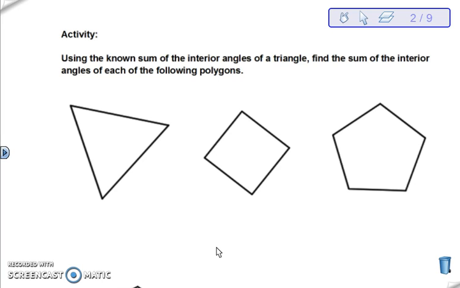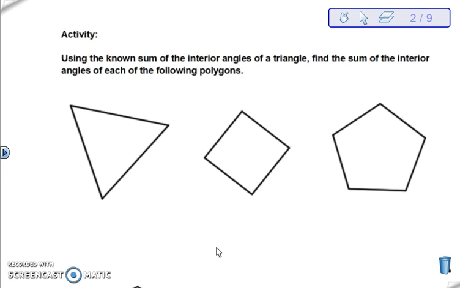So today what we're going to be doing is walking through a little activity that we can use to determine the number of degrees in the central angles of any convex polygon. And what we mean by convex is that it's basically a polygon that we're used to seeing where all the corners sort of point outward.